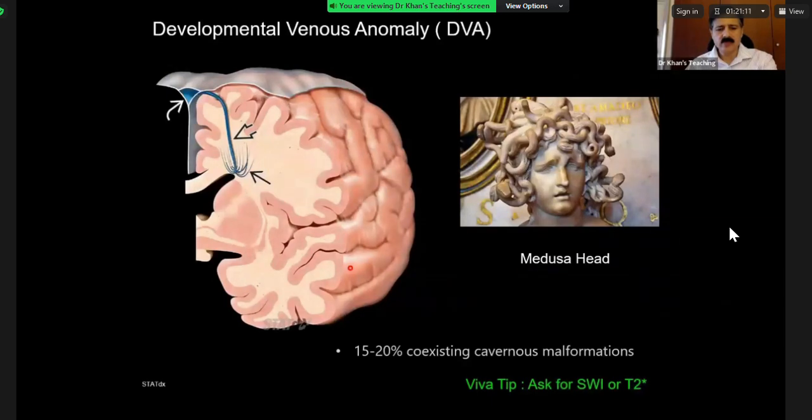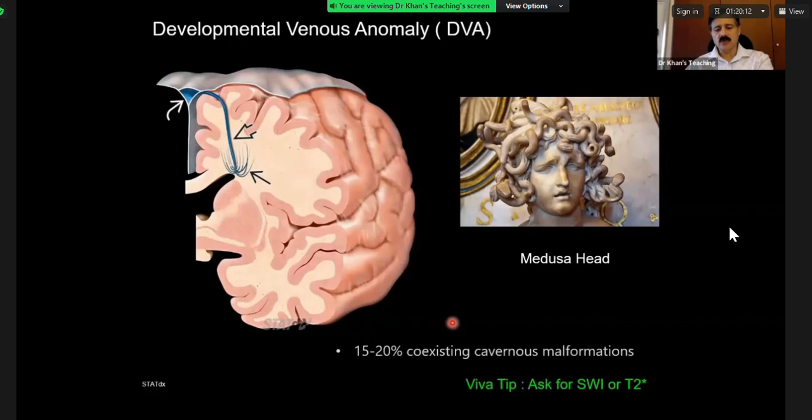So 20% of DVAs have pre-existing cavernomas, and cavernomas are best seen on SWI or T2 star sequence. Interestingly, when you pick up a cavernoma initially, you can ask for SWI or T2 star to pick up multiple smaller cavernomas which are not visible on other sequences. On the other hand, if you see a DVA, you ask for a contrast examination to pick up the DVA. But if an examiner shows you a DVA initially, then you again ask for an SWI or T2 star to look for cavernomas. So you should know the relationship between the two and which sequence is best to pick them up.